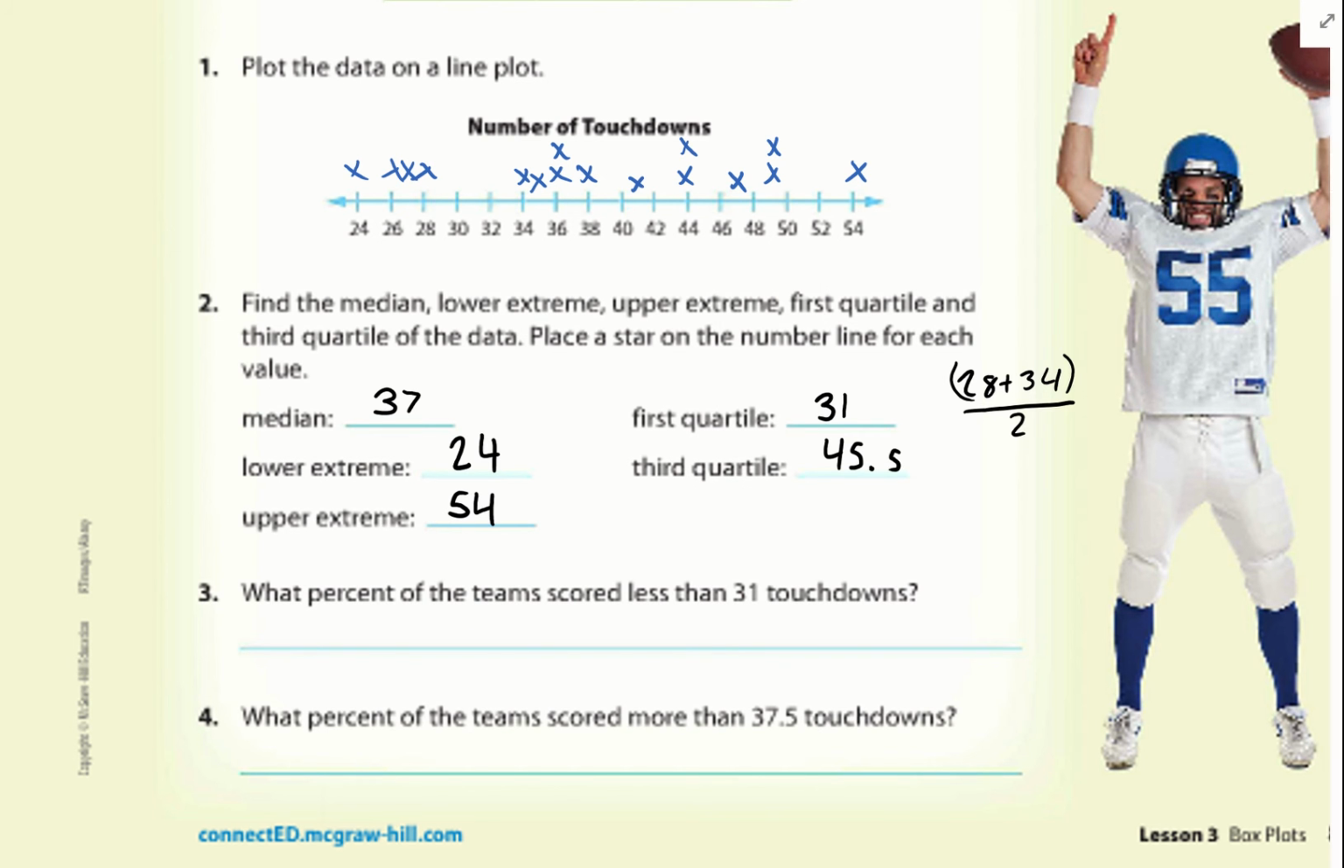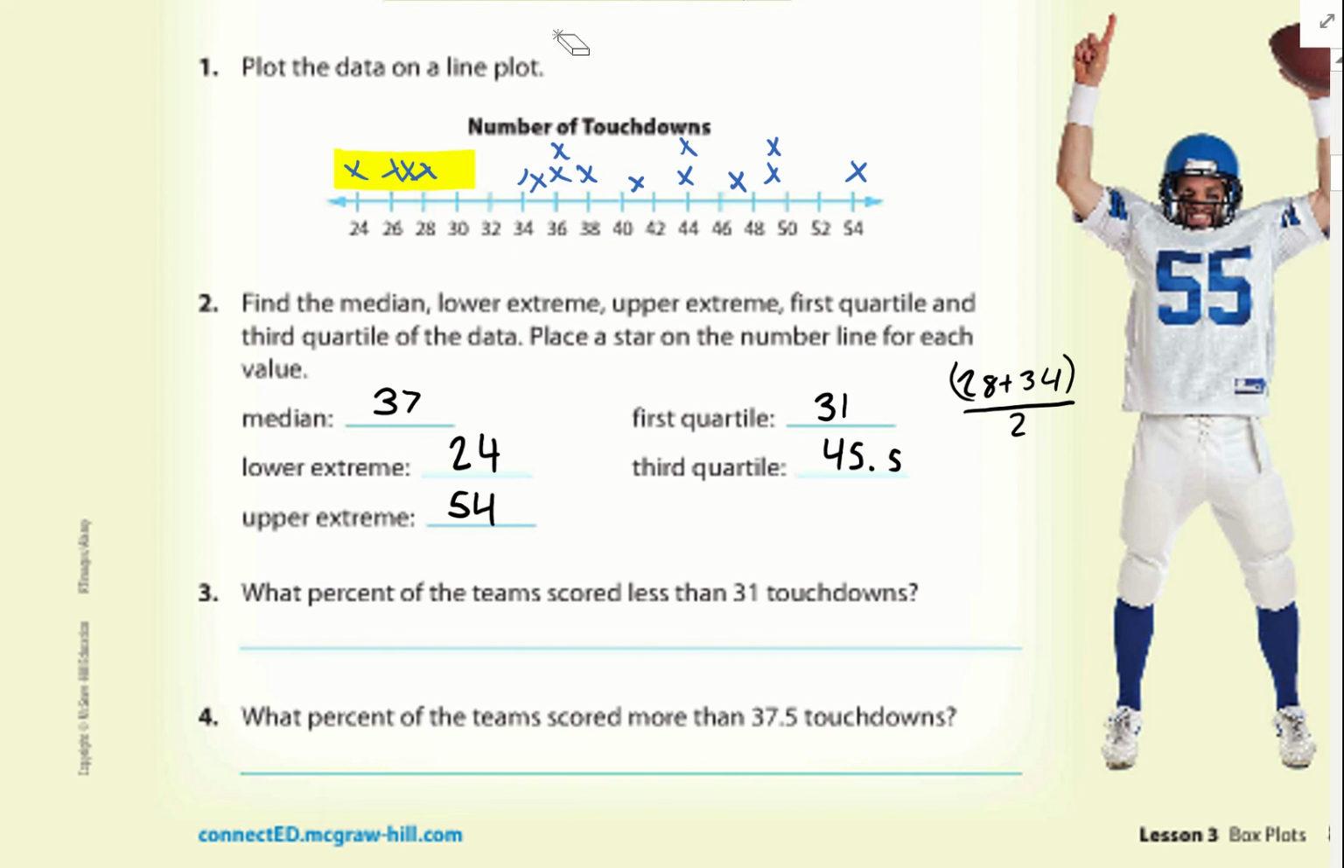So one thing: what percent of the teams scored less than 31 touchdowns? So 31, that is my first quartile. When I reach 31, that is going to be 25% of my data, because once I reach the median, which was 37, that's the halfway mark. And then up to my third quartile is going to be my next 25%, and then my last 25% will be the remaining after the third quartile.